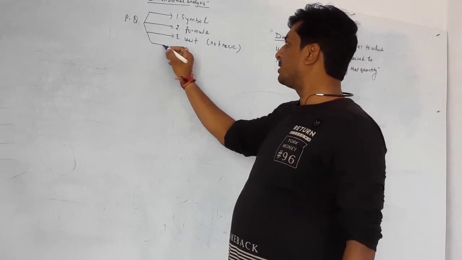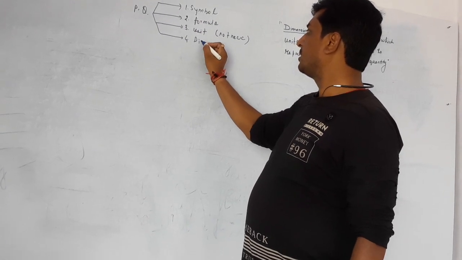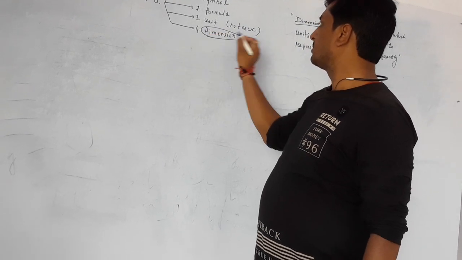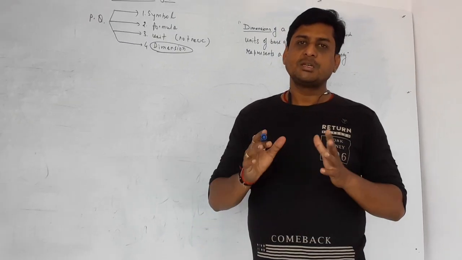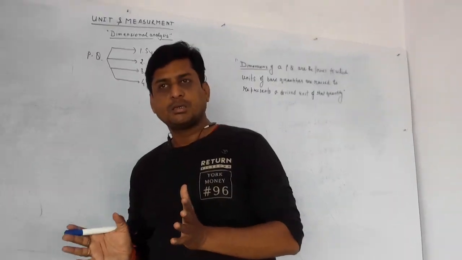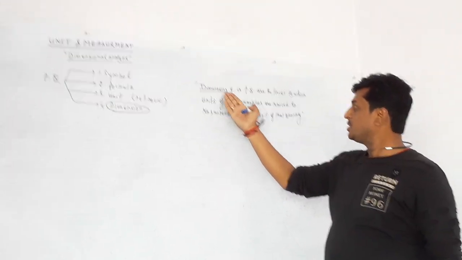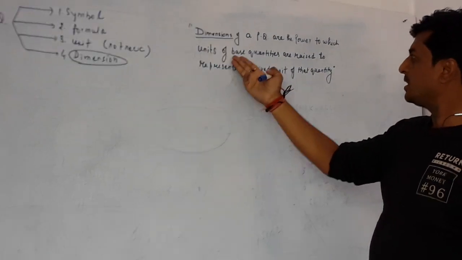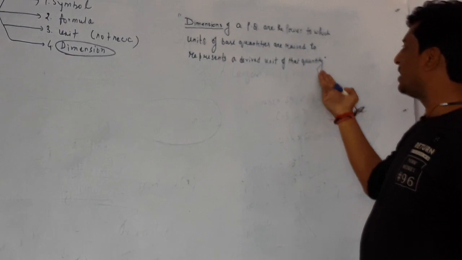Now, in the same way, the fourth parameter of a physical quantity is named dimension. Like symbol, like formula, like unit, the fourth one is dimension. Now the question is, what is dimension? Look here. Dimensions of a physical quantity are the powers to which units of base quantities are raised to represent a derived unit of that quantity.